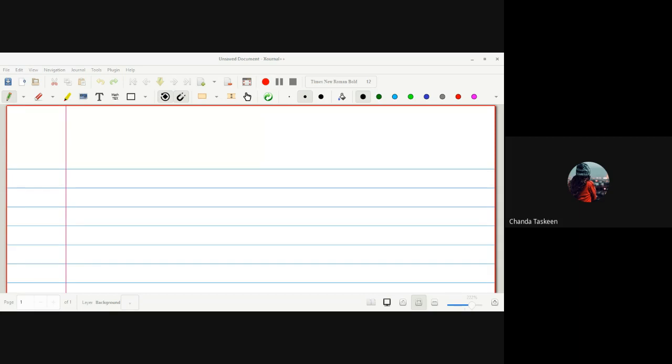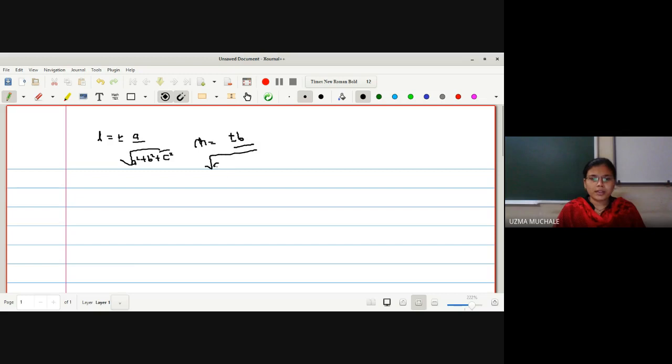Acha, what is the relation between these direction ratios and direction cosines? If L, M, N are the direction cosines and A, B, C are the direction ratios, then they can be written as L equals plus minus A upon under root of A square plus B square plus C square, and M equals plus minus B upon under root of A square plus B square plus C square, and N equals plus minus C upon under root of A square plus B square plus C square. Acha. Now, can anyone tell me how this relation comes?